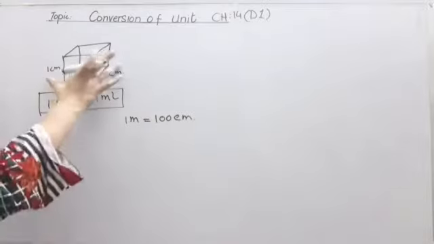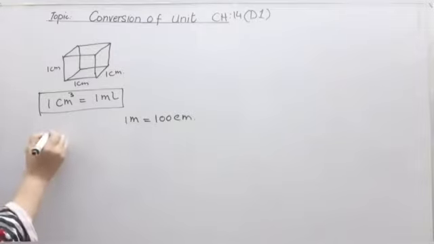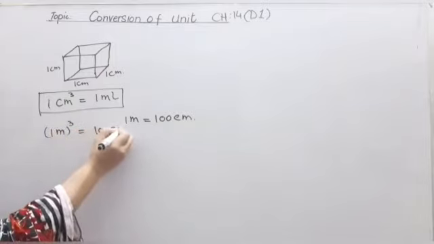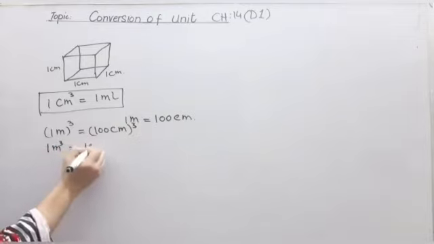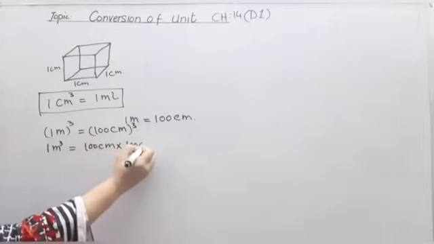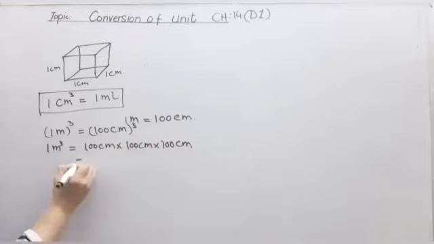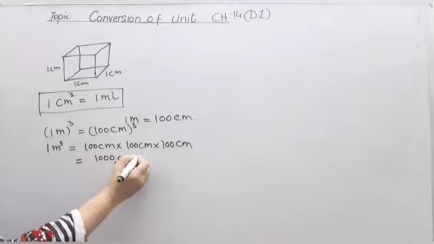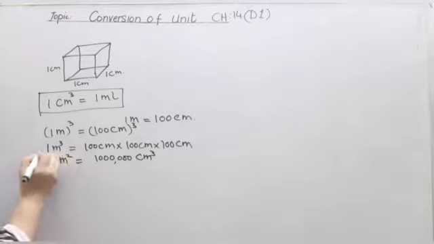If I make a bigger cube of 1 meter measurement, then how much water does it contain? We take the cube on both sides of this measurement. Then I get 1 cubic meter is equal to 100 centimeters cubed. We take its cube, not multiply the 3 with 100. So this is 1 million cubic centimeter.